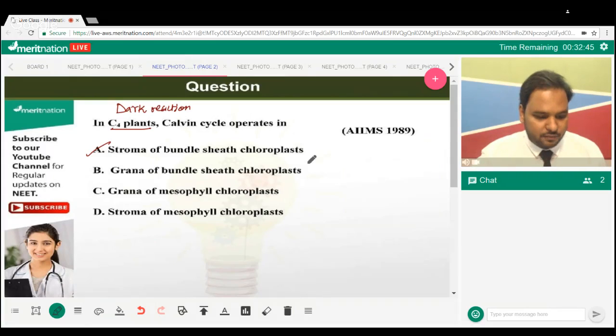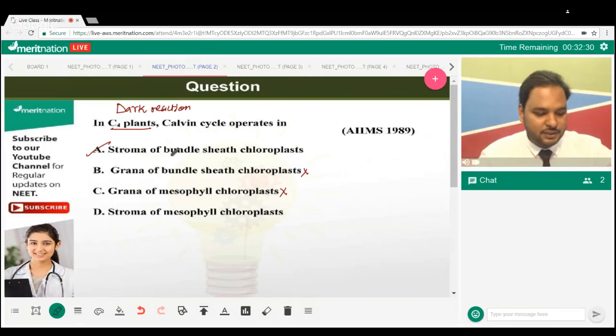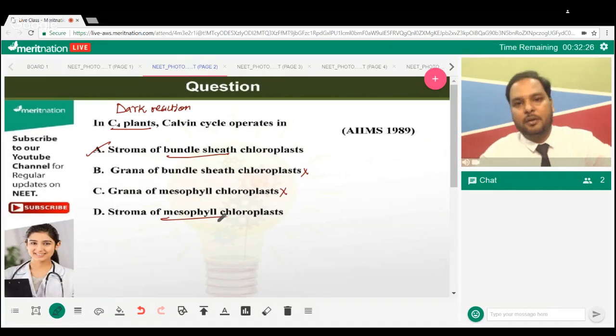That means both of these options are rejected, right, everyone? The only two things that were left are A and D. And now it says bundle sheath cells and mesophyll cells. Now, this is the concept that we are talking about, everyone.